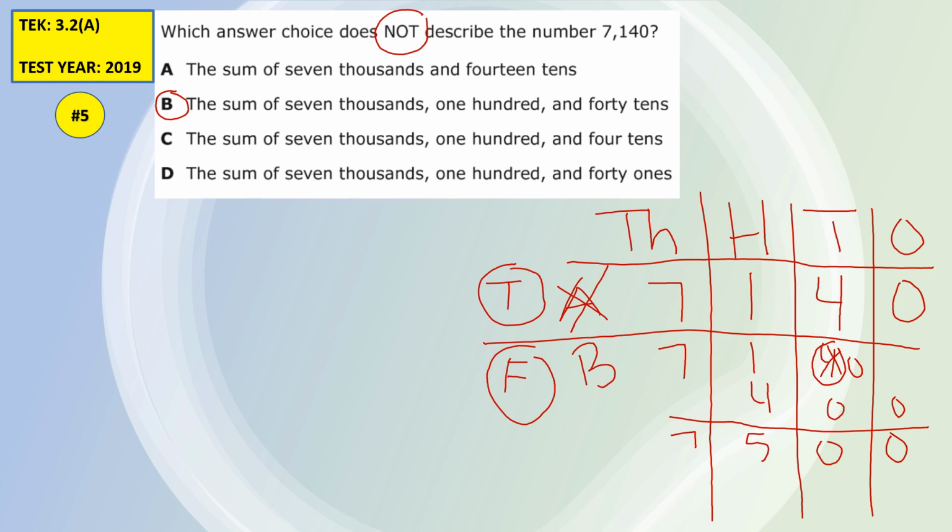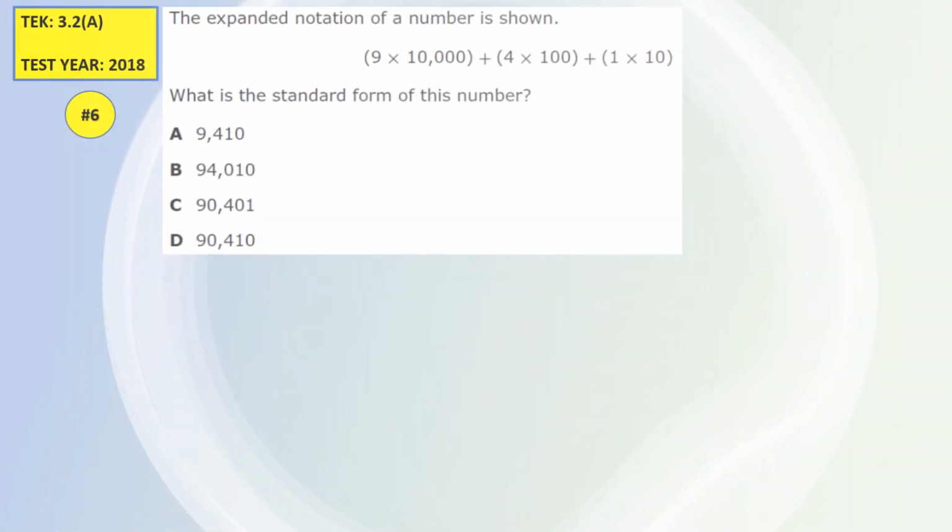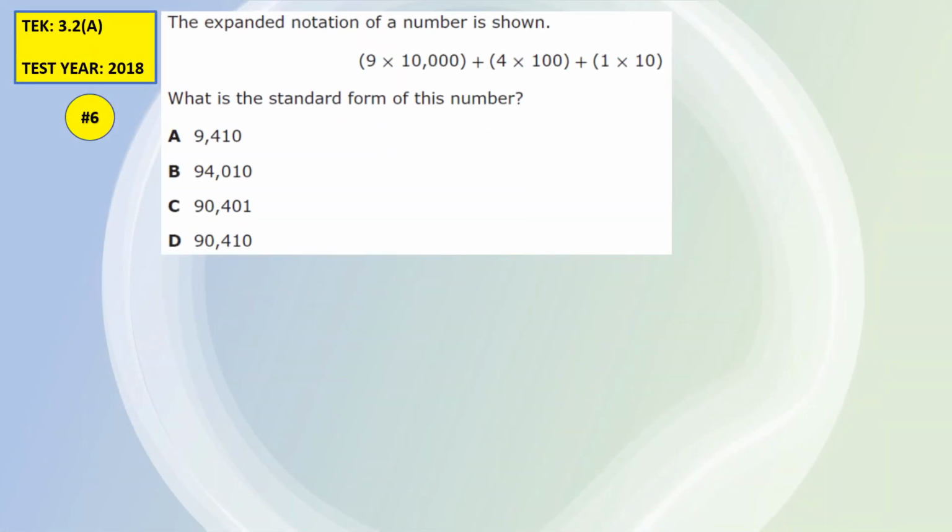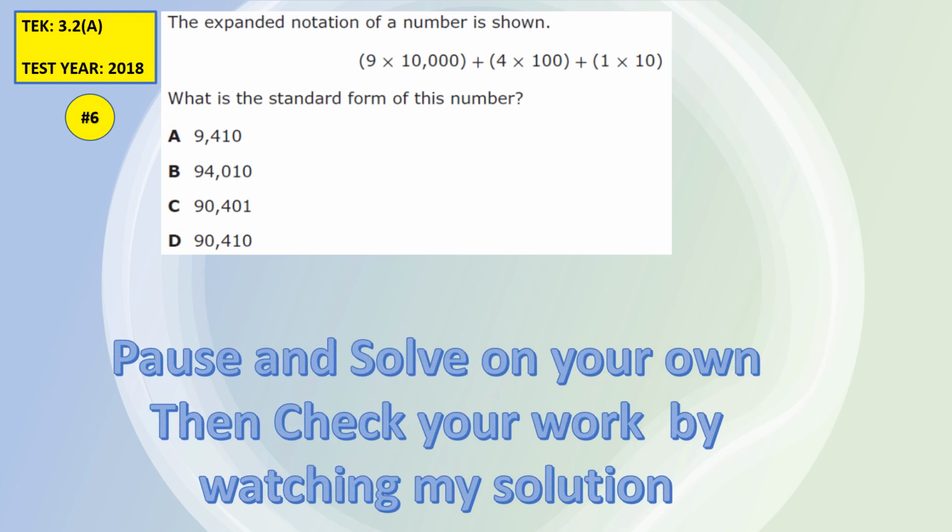Did you receive the same answer that I just showed you? If so, great. Now let's move on to number 6. Number 6 says the expanded notation of a number is shown. In the first parentheses, it's 9 times 10,000 plus 4 times 100 plus 1 times 10. What is the standard form of this number? Pause your video and solve on your own, then check your work by watching my solution.